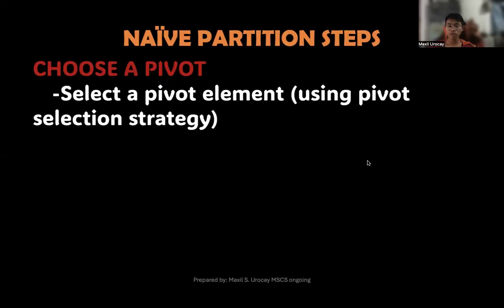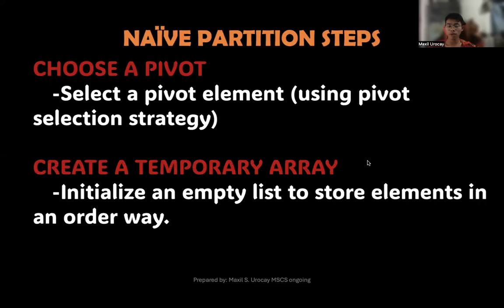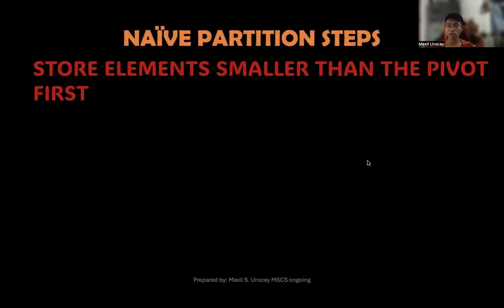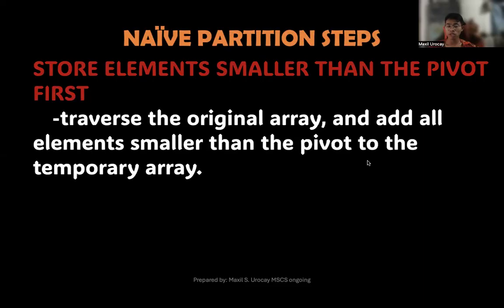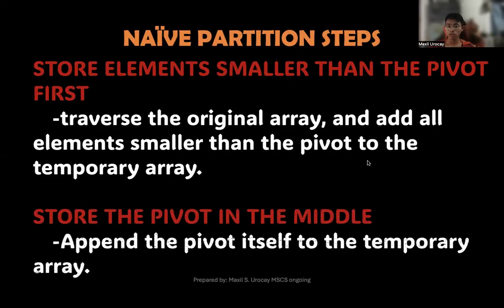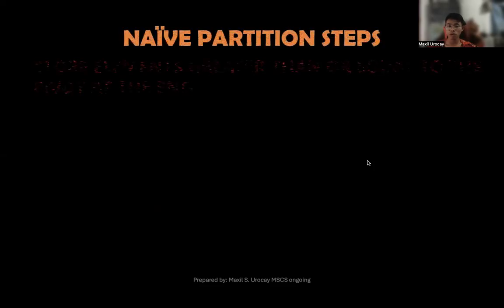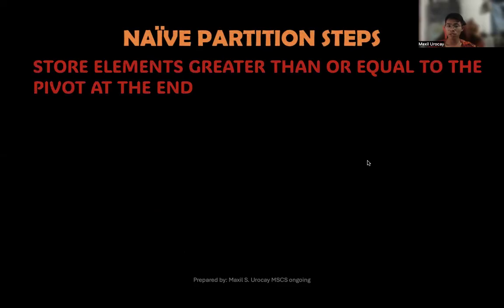To choose a pivot, you select the pivot using a pivot selection strategy as we discussed earlier, and create a temporary array. In your temporary array, you initialize an empty list to store elements in order. You store the elements smaller than the pivot first, so traverse the original array and add all elements smaller than the pivot to the temporary array. Afterwards, you store the pivot in the middle, so append the pivot itself to the temporary array. Afterwards, you also put the elements greater than or equal to the pivot at the end.